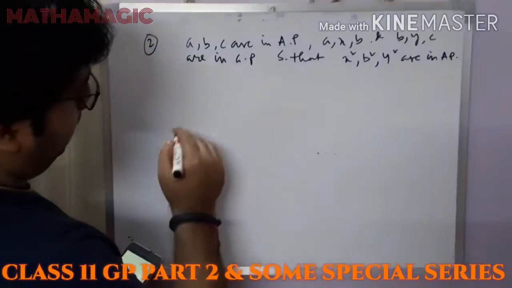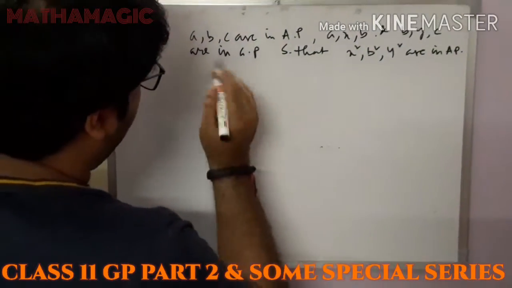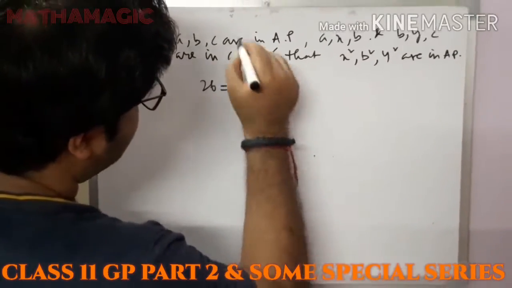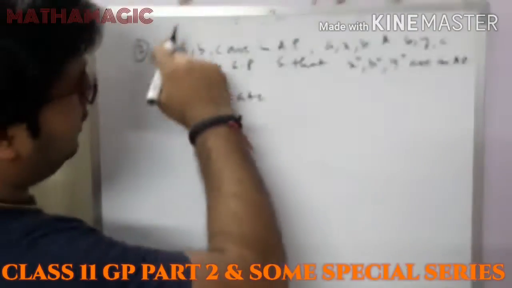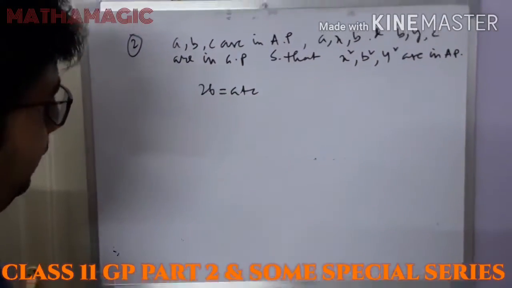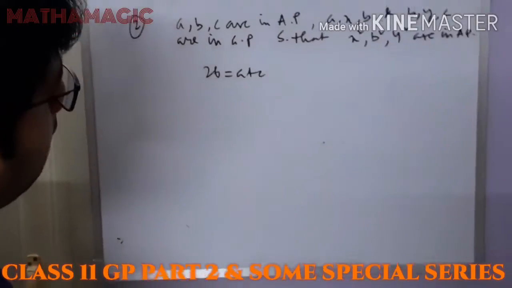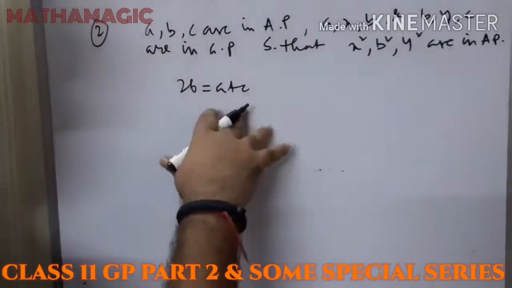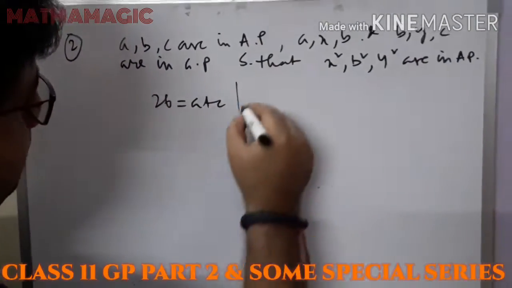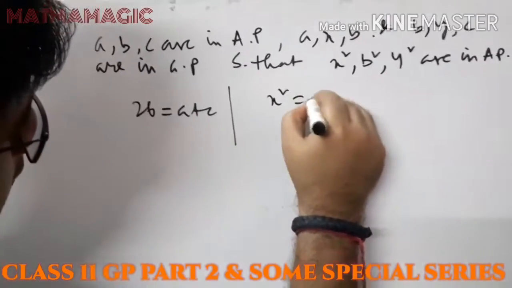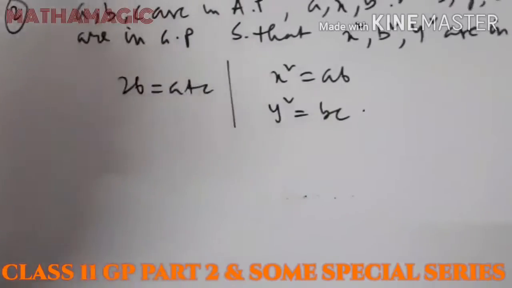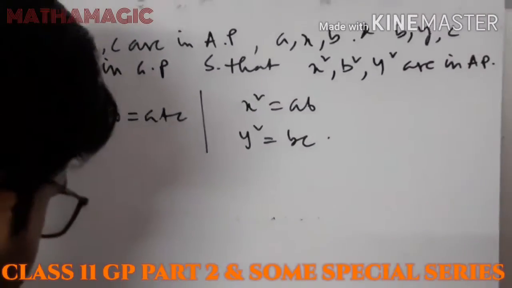So by the normal concept, we can write that 2b is equal to a plus c, as a, b, c are in AP, so b minus a equals c minus b. If we take b on the same side and interchange the side of a, then we'll get 2b equals a plus c. That is very common in case of AP. Now in case of GP, these are terms which are in GP, so we can easily write that x square equals ab and y square equals bc. These are the things which we can easily write.